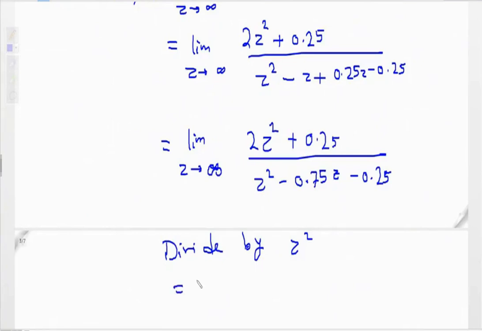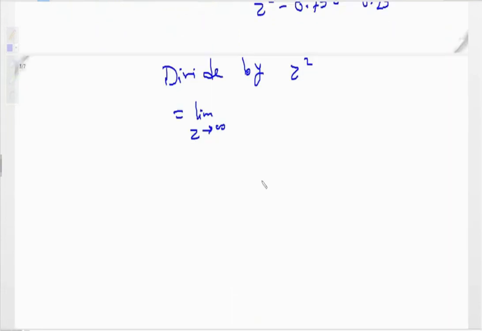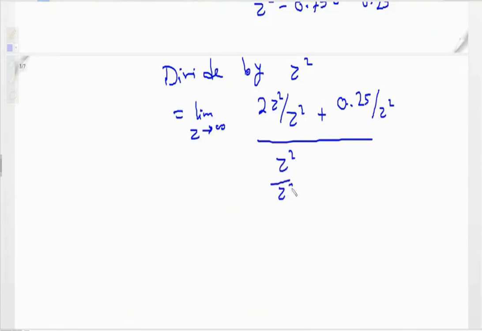So limit z tends to infinity of 2z² divided by z² plus 0.25 divided by z², divided by z² divided by z² minus 0.75z divided by z² minus 0.25 divided by z².